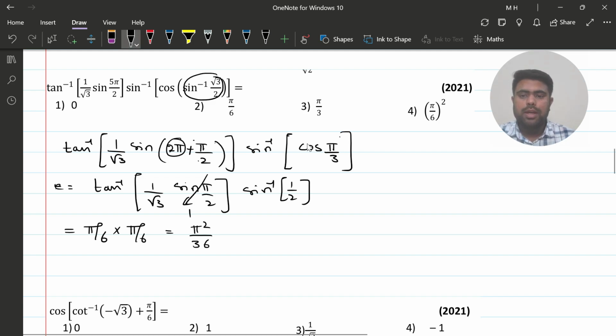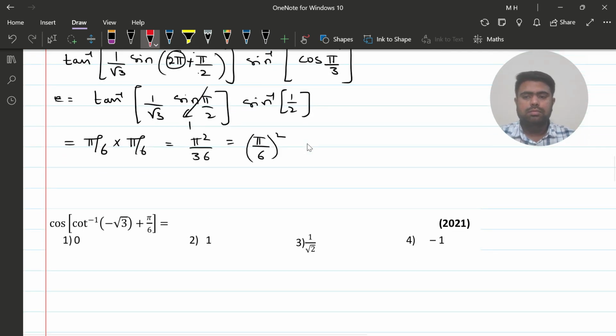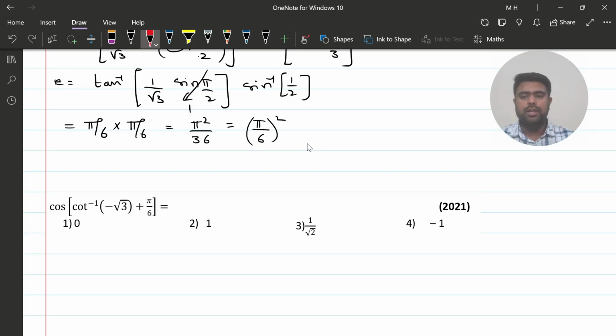So therefore that must be the option. Okay, they have not written it as pi square by 36. We can also write it as pi by 6 whole square, right? So it must be option D, that is pi by 6 the whole square. Okay, so let us now go to the next question.